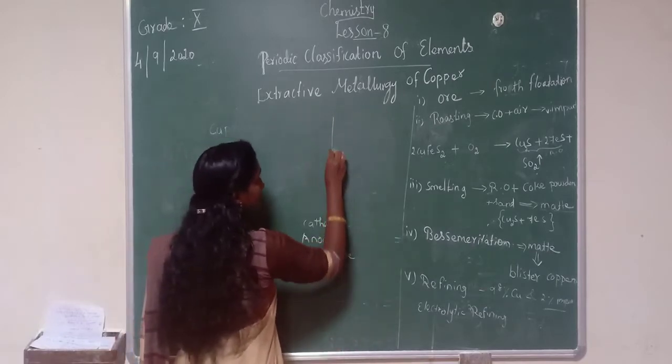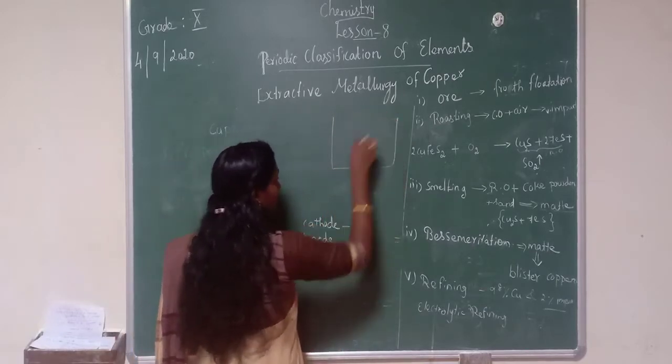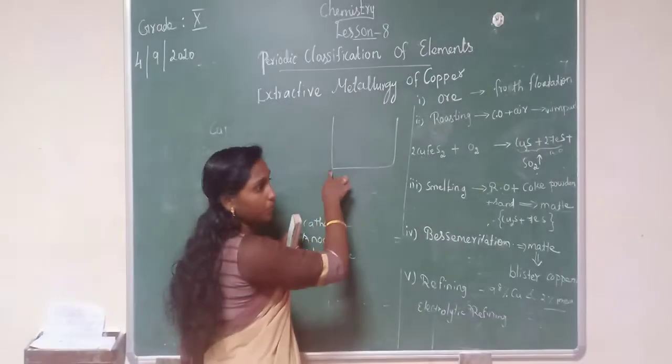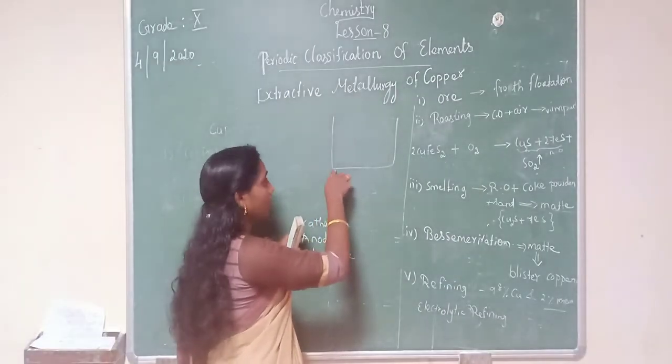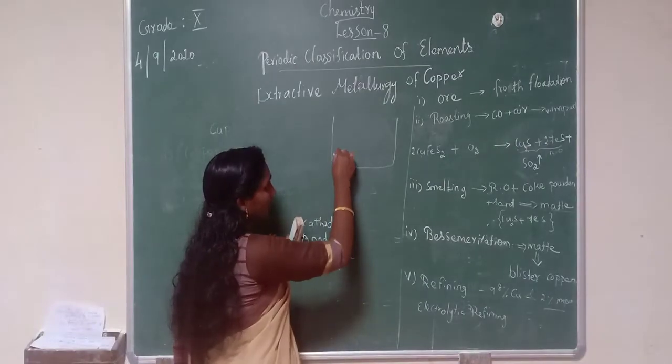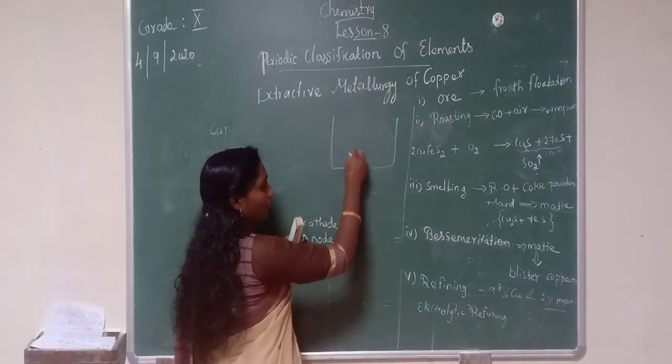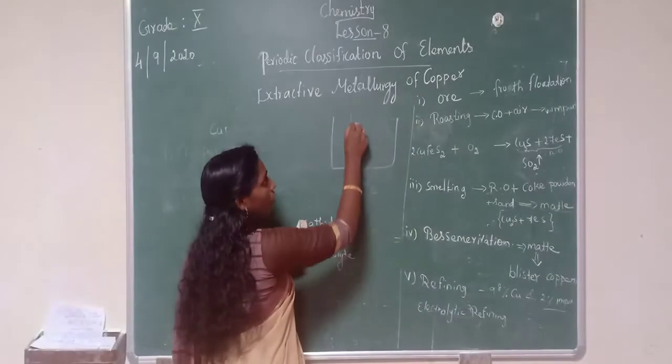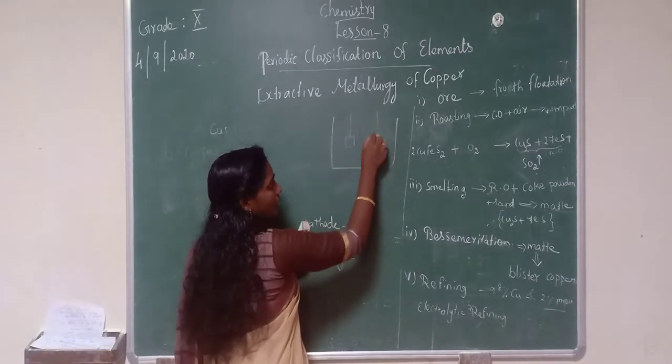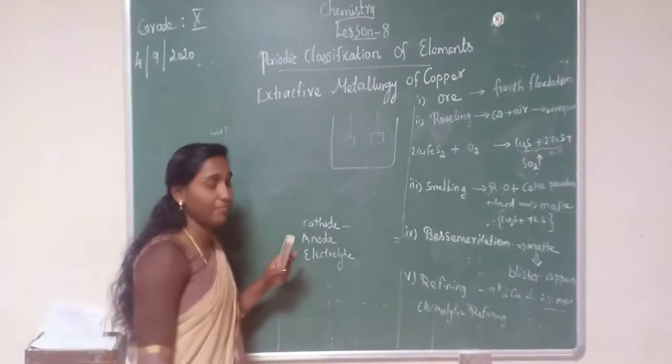So electrolytic cell diagram, remember it. This is the cathode, pure copper. Then the anode is impure copper. Here some bunches of graphite rods are there.